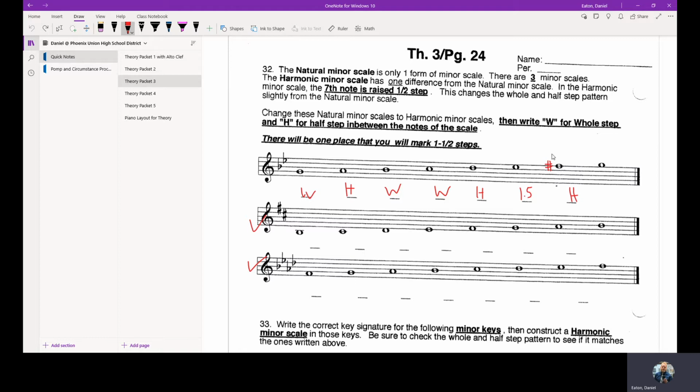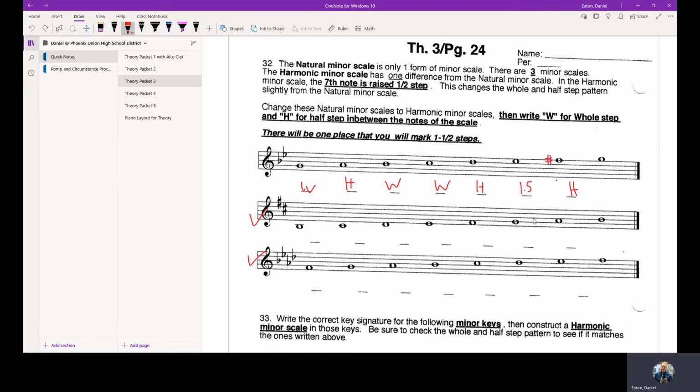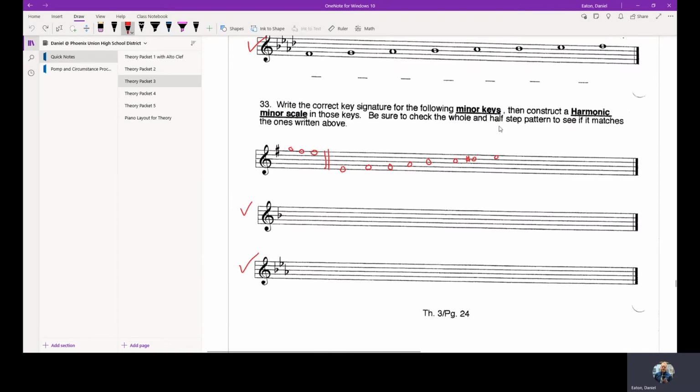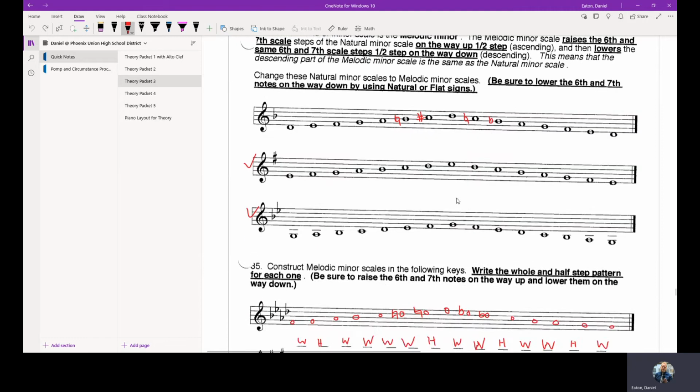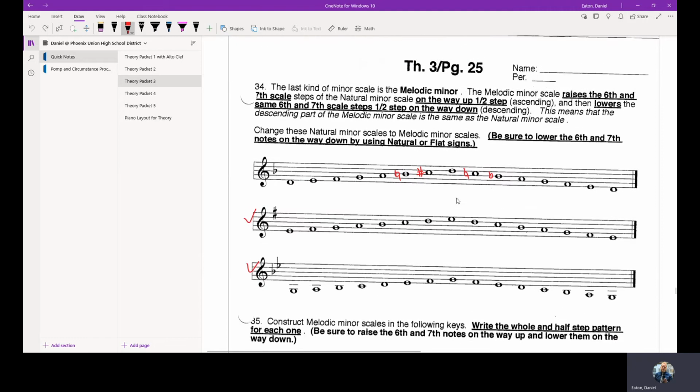So it's just taking that 7th scale degree and raising it up a half step. In B minor, I'm going to raise my A up a half step. In F minor, normally it's E flat, so I'm going to make this natural. That's what an F harmonic minor scale looks like. This is what a B harmonic minor scale looks like. It's literally the 7th note, you raise it a half step. Okay, practicing that.